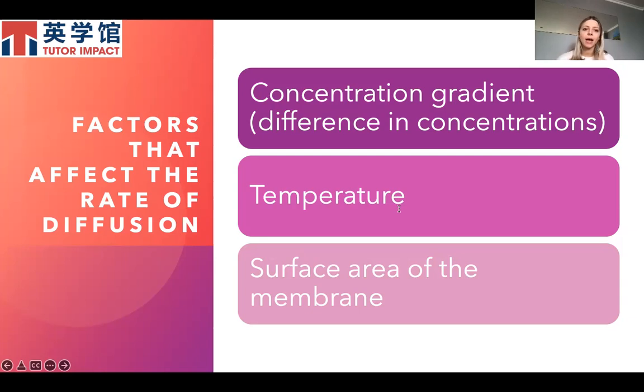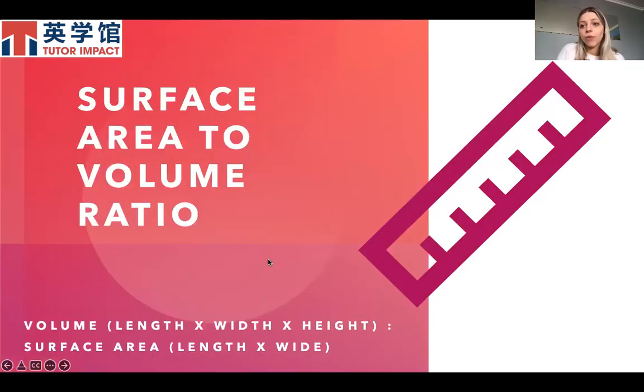So just quickly recapping, the greater the difference in concentration, the faster the rate of diffusion. The greater the temperature, the faster the rate of diffusion, and the greater the surface area, the faster the rate of diffusion. So when all of these factors are increased, there is more diffusion taking place for the reasons I've explained before. We're going to now look at surface area to volume ratio.